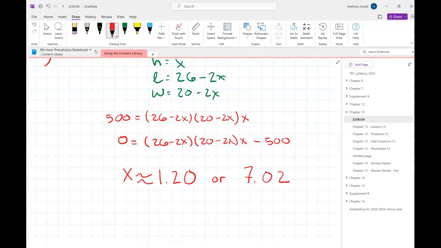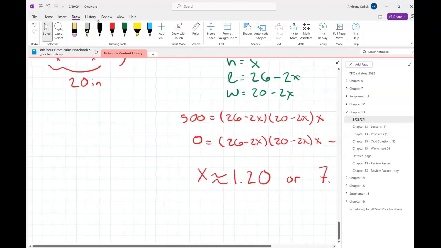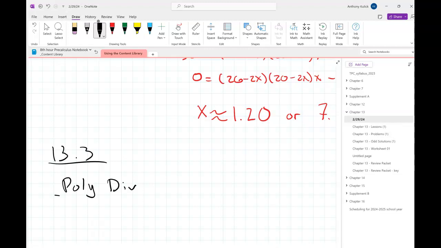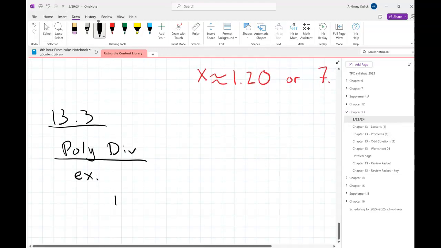All right, one more topic in 13.3. And the topic that I want to talk about here is polynomial division. So let's say that we have, let's do this numerically first. Let's say we have 127 over 13, and I ask for this as a mixed number.